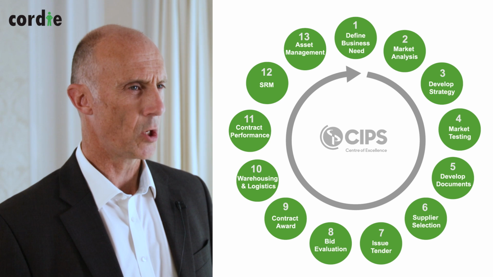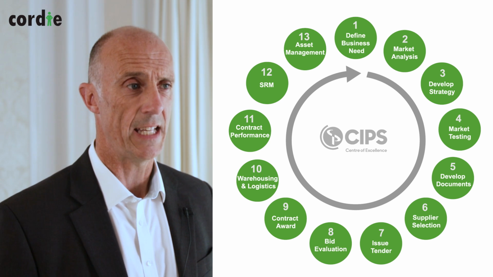So in this presentation, I am going to explain briefly each of the stages of the CIPS procurement cycle, together with some of the key activities involved, as well as to explain what you need to know for your CIPS exams. So let's start with a generic overview. The CIPS procurement cycle is made up of 13 stages.